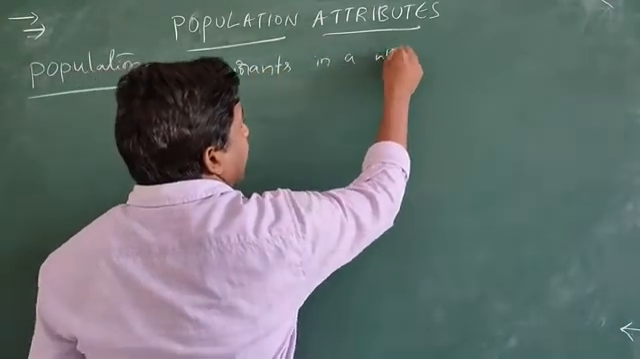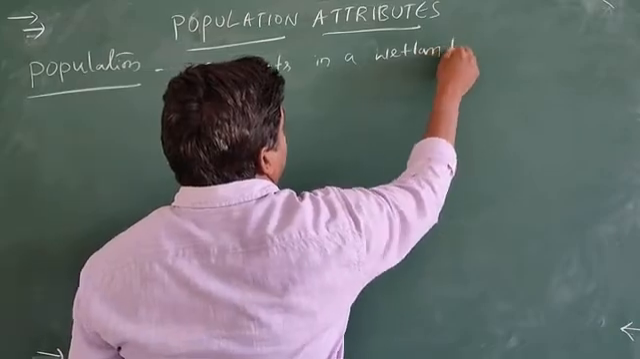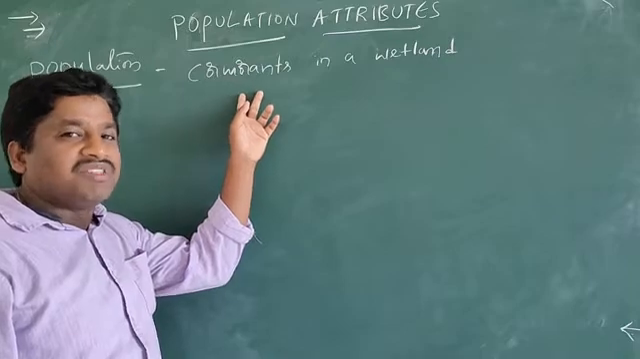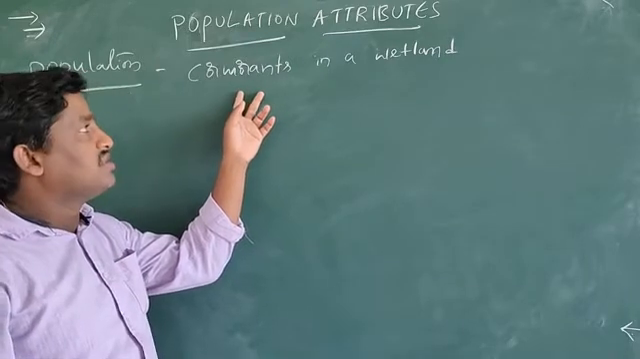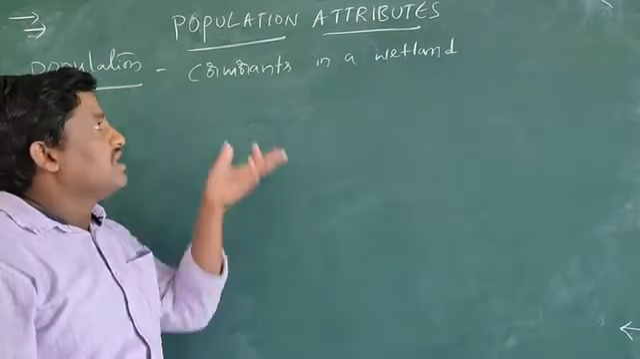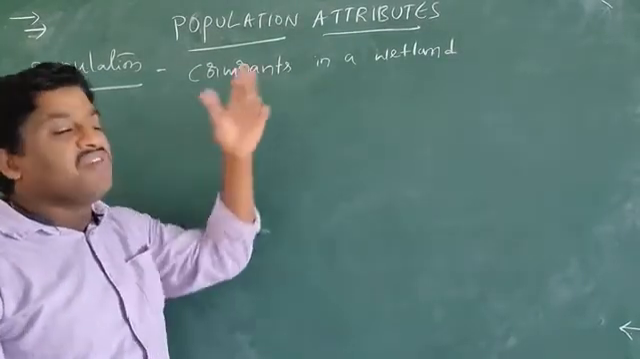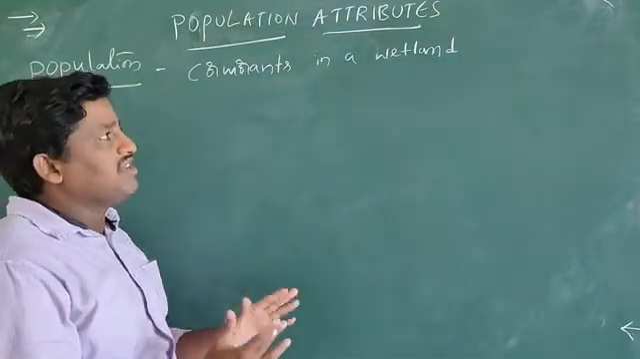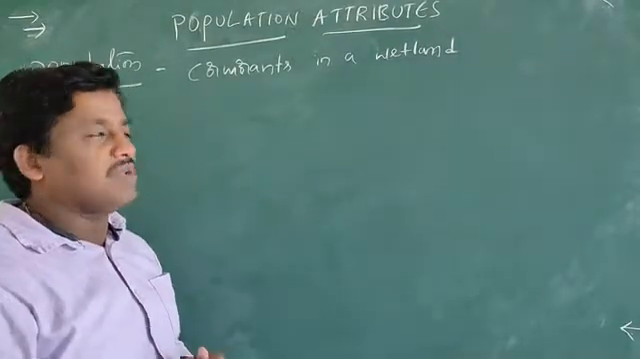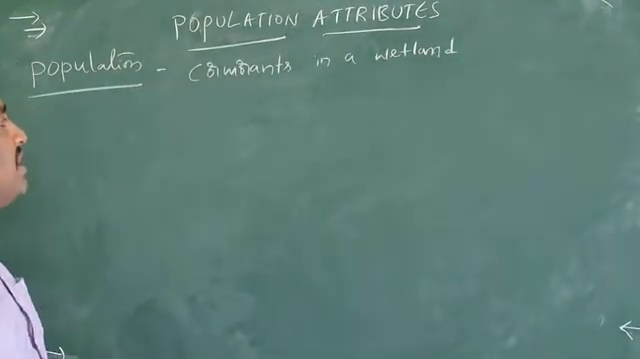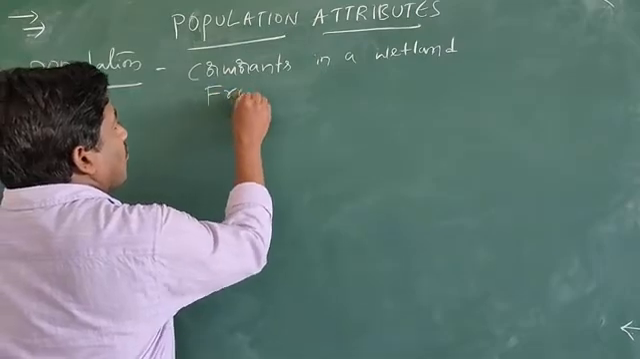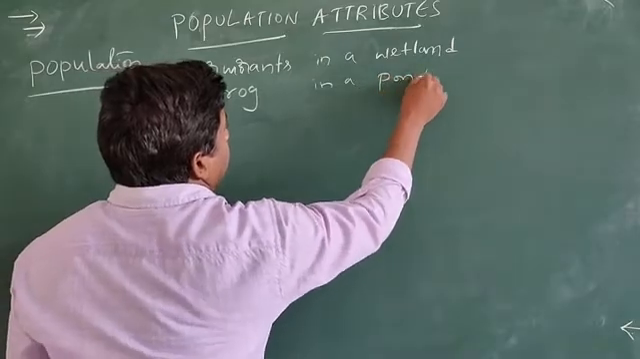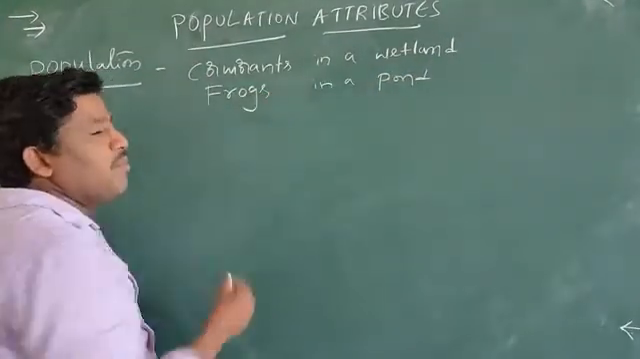Cormorants in a wetland. Cormorants are small to medium-sized or somewhat large birds. The birds are living in a wetland area, that means a group of organisms living in a wetland. That's what you call a population. Next, frogs in a pond. The frogs living in a pond.